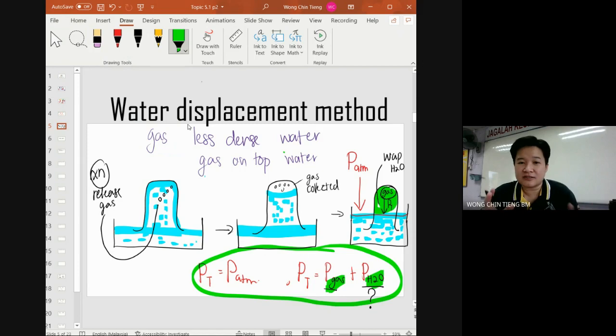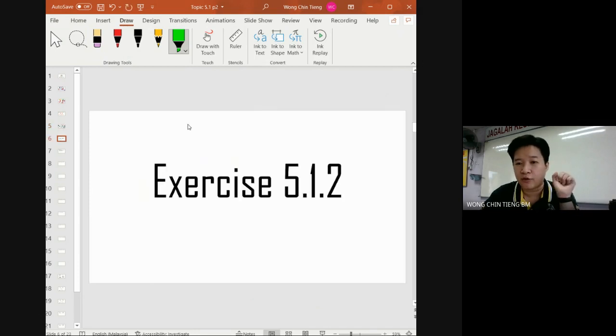The entire concept of your Dalton's law and water displacement method is quite easy and simple. You just need to do one thing, apply them in your question. Okay, saya rasa saya ada 9 ke 10 soalan, tak ingat. Soalan mana yang kita nak bincang dulu? If can, I will discuss everything, but I want to discuss the one that you want me to discuss. Yang mana tak boleh buat? Kalau semua boleh buat, kita boleh habis kelas.